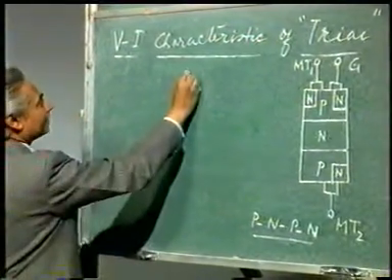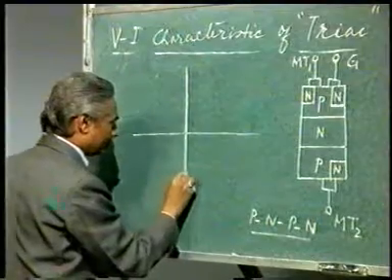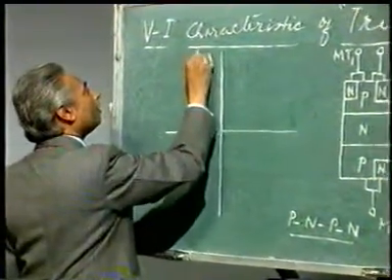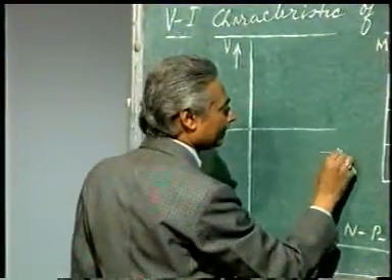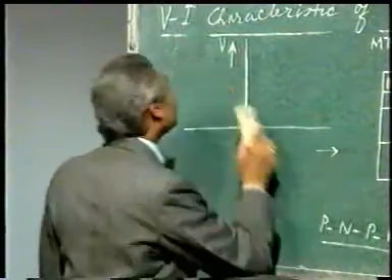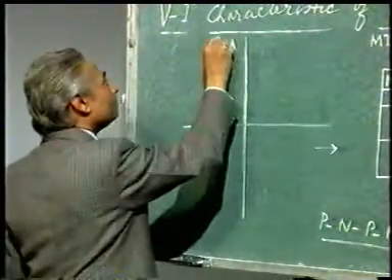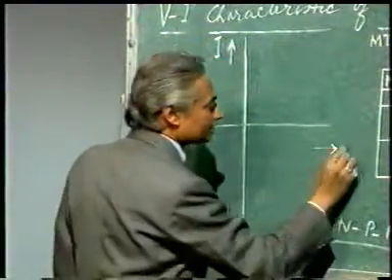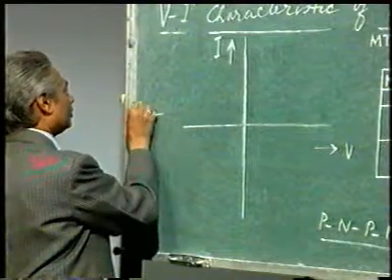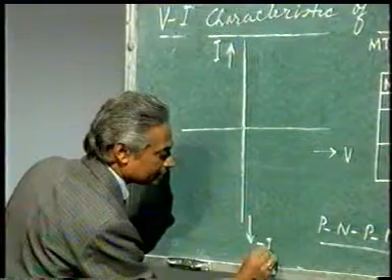If I draw the VI characteristic, of course, this is V, sorry, not V, this will be I, that is current, this will be I and this will be V. Of course, this is minus V, this is minus I.